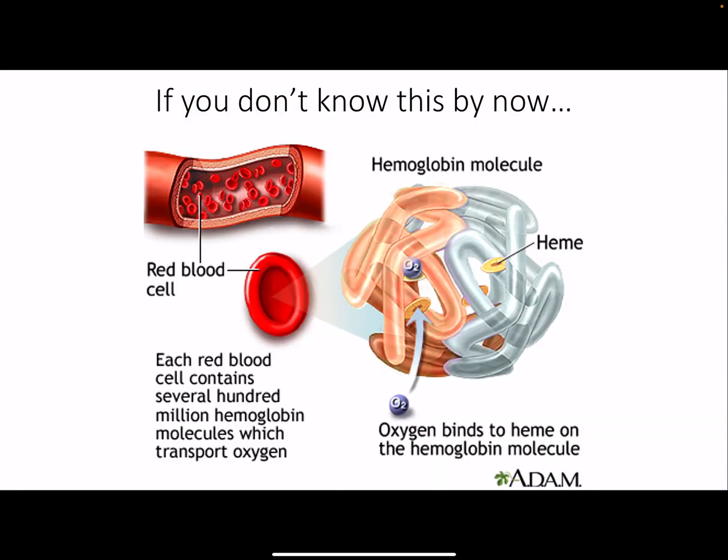So everybody should be super familiar with red blood cells. Red blood cells carry hemoglobin. Hemoglobin carries oxygen. 4 oxygens per hemoglobin. There's cooperativity, where the binding at one subunit increases the likelihood that the next subunit will bind oxygen. Each of these subunits gets their own heme molecule, which has iron at the center.